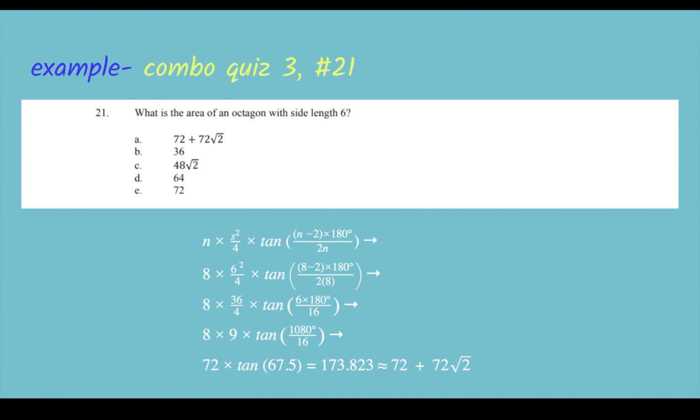And then you simplify, which is 8 times 36 over 4 times tangent, times, parentheses open, 6 times 180 degrees over 16, parentheses close, which is simplified again to 8 times 9 times tangent, parentheses open, 1080 degrees over 16, parentheses close, which is 72 times tangent, parentheses open, 67.5 degrees, parentheses close, equals 173.823, which is the same as 72 plus 72 square root of 2.